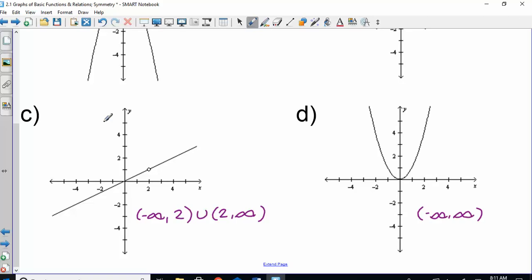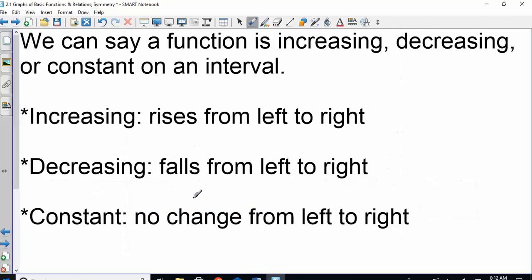So you've done this with lines. If a line is increasing, it's rising. If it's decreasing, it's falling. What's a constant? No change. Horizontal line, no change. Again, when we're talking about these, we use the x values in the interval. Okay, so increasing just means as you go from left to right, your graph is going up. Decreasing, it's going down, constant is no change.